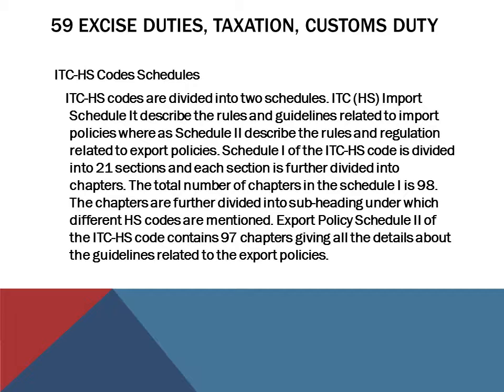Export Policy Schedule 2nd of the ITC-HS code contains 97 chapters, giving all the details about the guidelines related to the export policies.